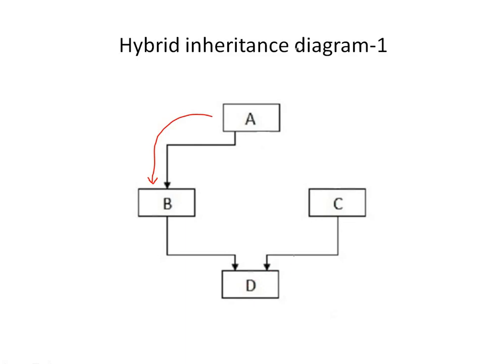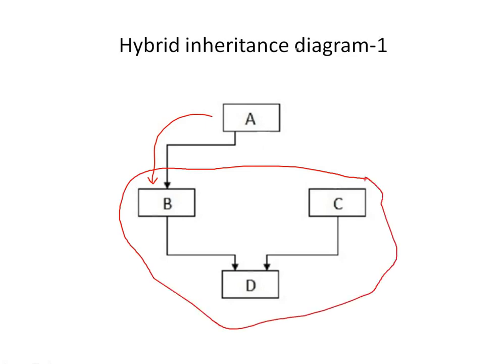This type of inheritance is called what? Multiple inheritance. So this part of diagram represents multiple inheritance, and this AB part represents what? Single inheritance. Okay, here we have two types of inheritances in one diagram.